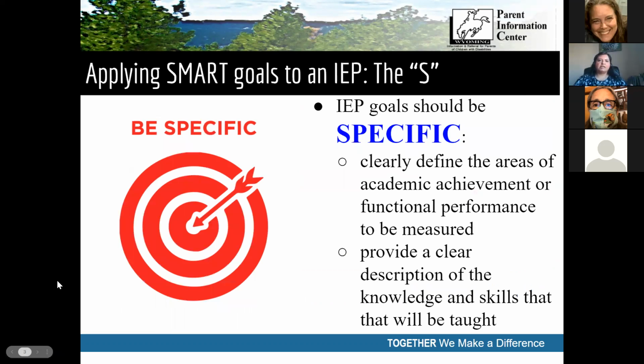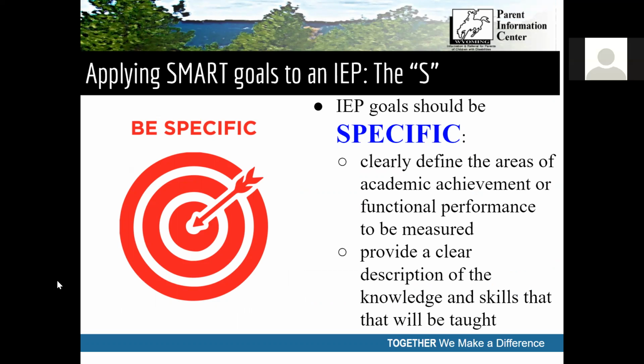So that S, being specific, sometimes it's a little difficult. I know, we all want to be specific, but sometimes it's not always very clear. But when we're writing a goal, we want it to be specific and clear that every person in the room understands exactly what it is that we're trying to measure and what we're trying to get that kiddo to do. So we want that goal to be very specific. What academic achievement, what functional performance are we trying to measure? What skills are we planning to teach? What do we want that child to be able to do?